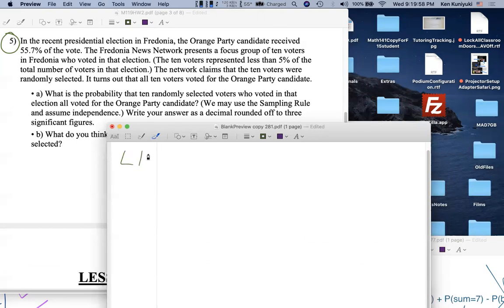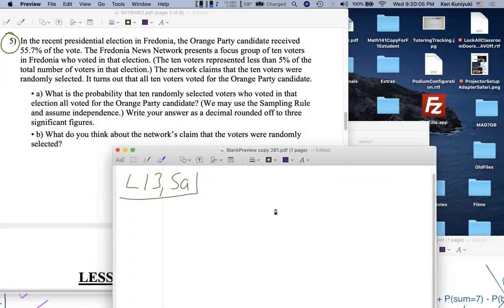Okay. Lesson 13, number 5. Let's do 5A first, obviously. Okay. Let's read this. In the recent presidential election in Fredonia, I didn't want to ruffle feathers by talking about the United States. So in the recent presidential election in Fredonia from the Marx Brothers, the Orange Party candidate received 55.7% of the vote.